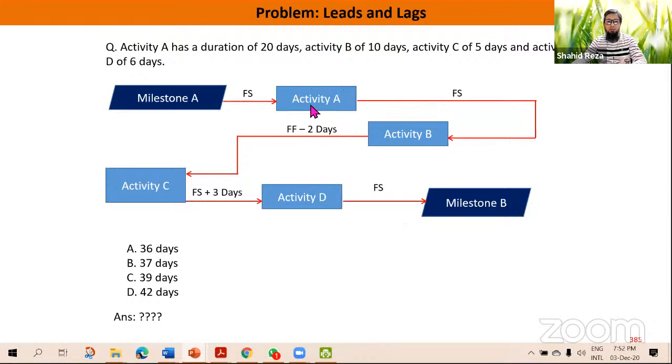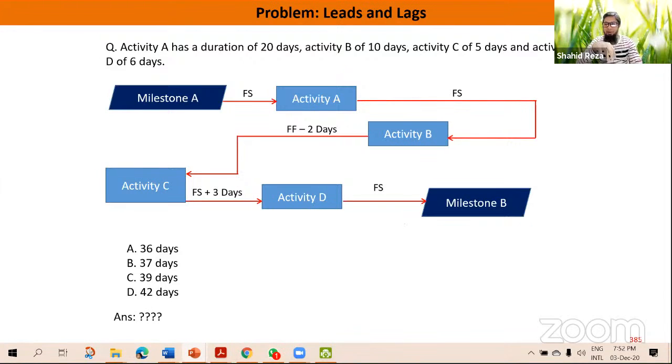And it is actually mentioned here which activity takes how many days. So the math is how many days you need to come from milestone A to milestone B. So that is the question. Activity A has a duration of 20 days, activity B 10 days, activity C 5 days, and activity D 6 days. So if you want to come from A to B, how many days will you need to complete all these activities between these two milestones? This is the question.